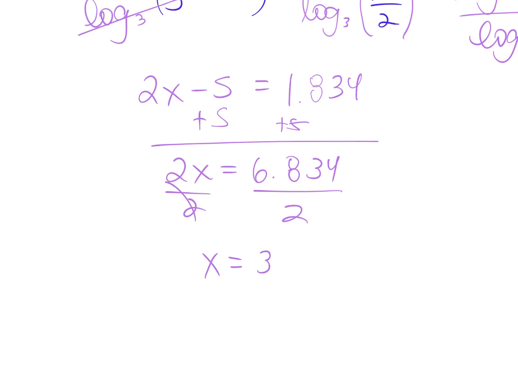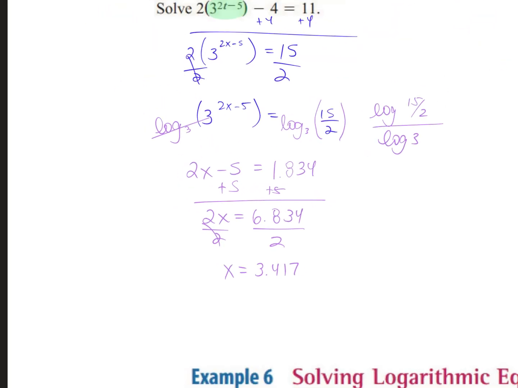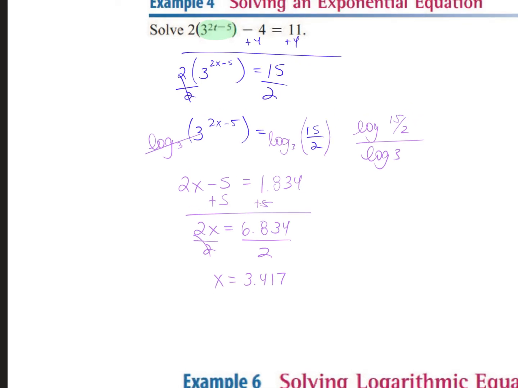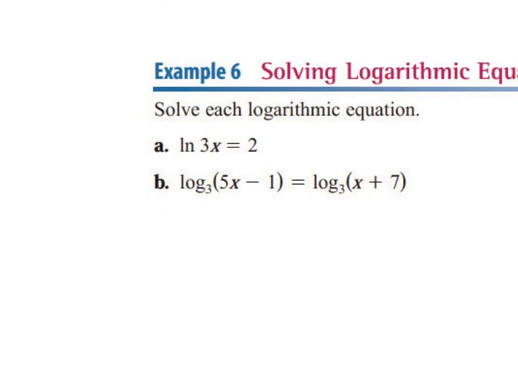3.417. Now, what can I do with that beautiful decimal to check? You can take this right here and plug it right there, and just see, you should get something really close to 11. Everybody with me? All right, let's keep scooting. I don't want to skip any. I know I have them all over the place.